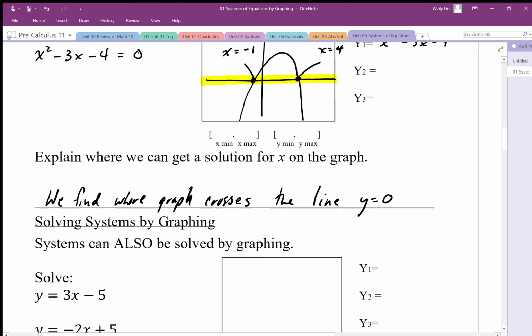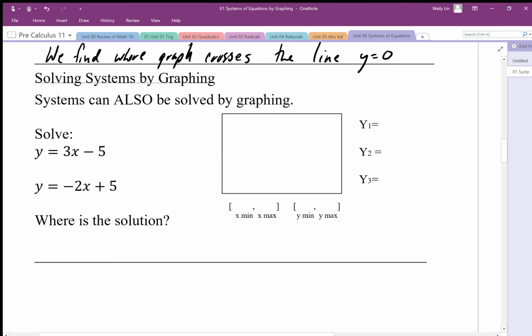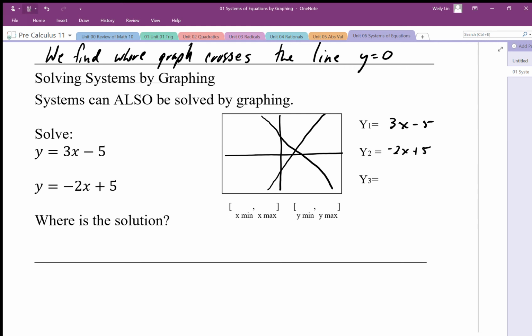So how does this differ when we solve a system by graphing? A system involves two equations. So if I have an equation y equals 3x minus 5, I'm going to have a graph with a slope of 3, going like that. And I have another equation, negative 2x plus 5, which has a slightly lesser slope. It's going to go through 5 like that. And we're going to find a solution to this system.